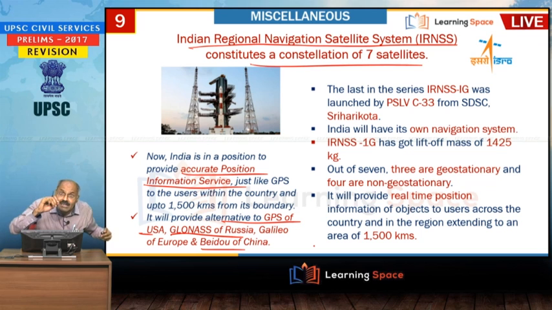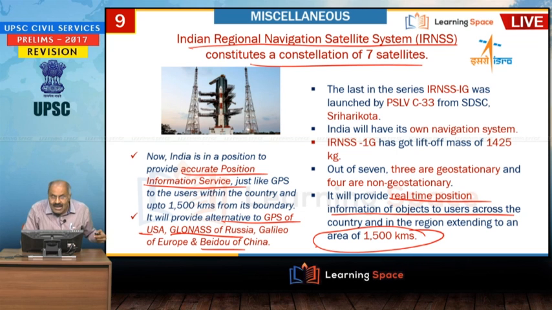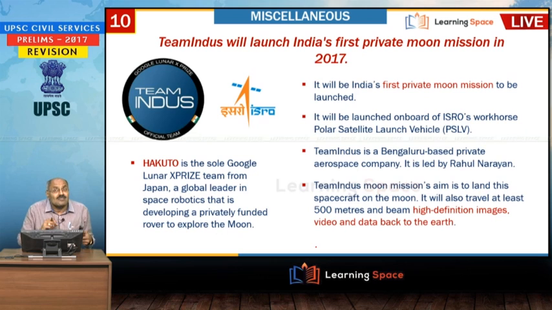And here one important aspect is it will provide real-time position information of objects to users across the country and in the region extending to an area of 1500 kilometers. So, across the country and beyond our country up to 1500 kilometers, these 7 navigation satellites will give this real-time positioning information system. Please understand, this is very important.